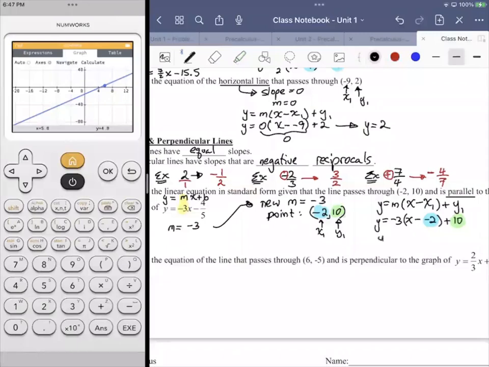And then we could clean it up a little bit, but you don't have to go too crazy. You know, the double negative, we want to make that a positive. But once you have it in an appropriate form, unless you're being asked to put it in a specific form, you can just stop there. All right. So y equals -3 times x plus 2 plus 10.